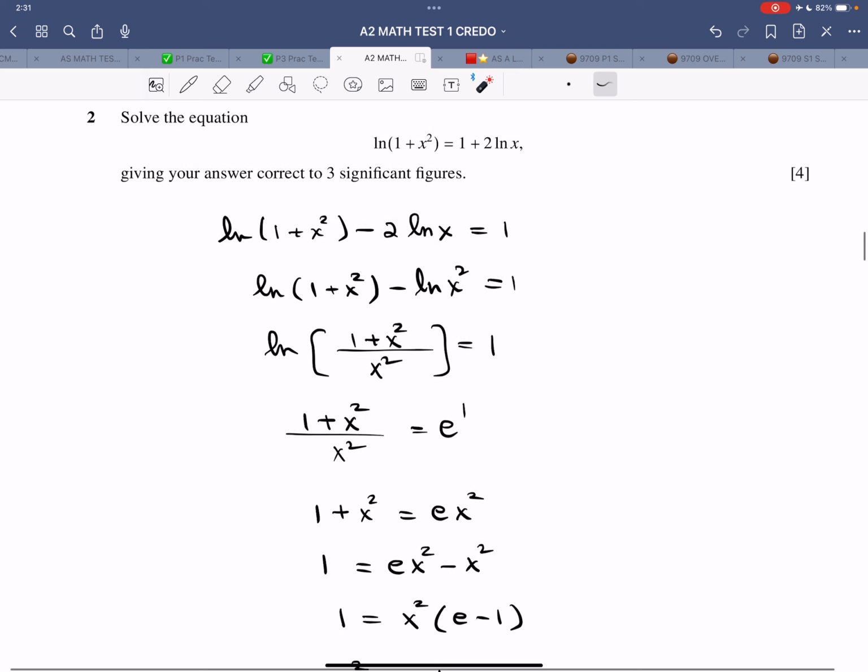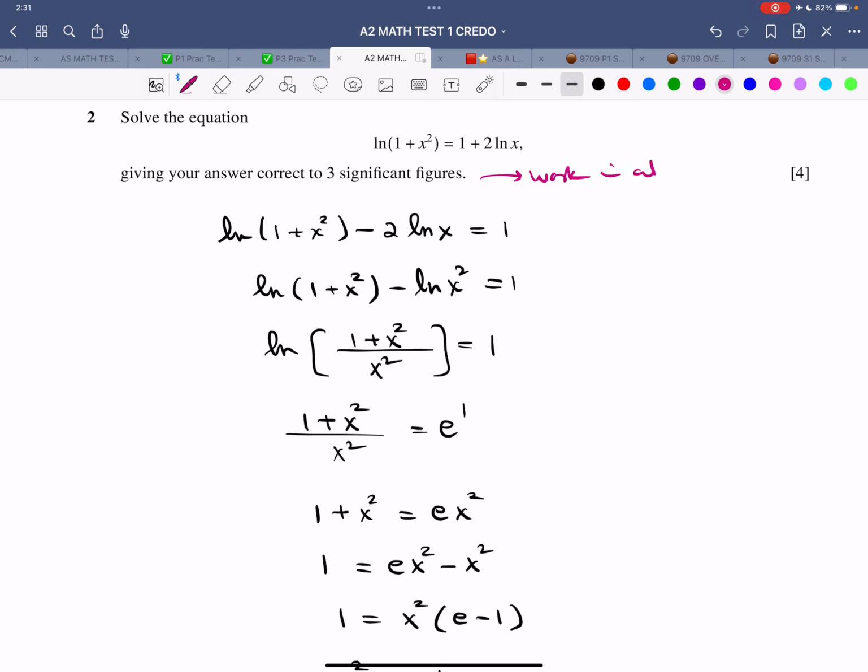Question number 2. This is about logs. ln(1 + x squared) equals 1 plus 2 ln x. Give your answer correct to 3 significant figures. Therefore, work in at least 4 SF. If someone is working in 4 SF, perfectly fine. If someone is working in 5 SF, perfectly fine. Don't have to exaggerate it.